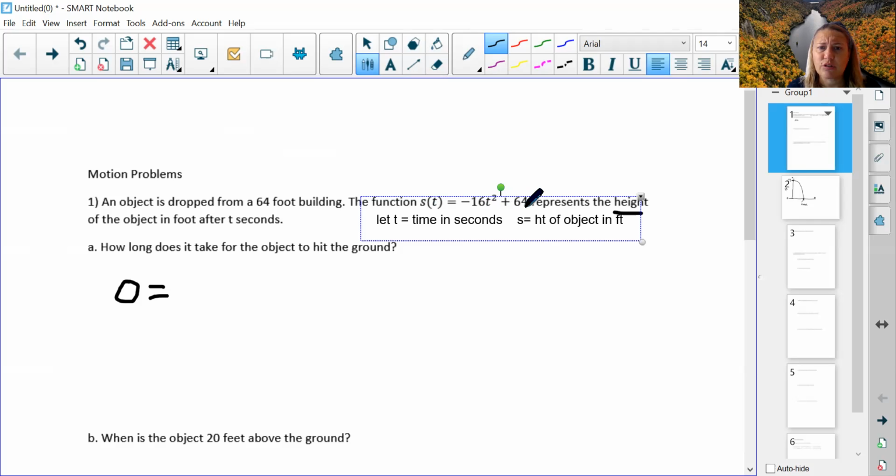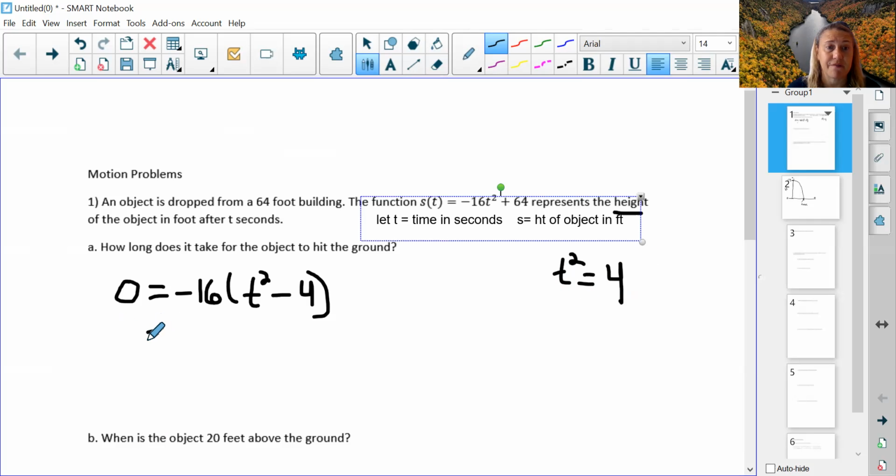In order to solve this, I am going to factor out of each term -16. If I factor that out, I'm left with negative, t squared minus 4. Some of you wouldn't do this. I bet a lot of you would subtract 64 from both sides and then divide both sides by -16, and you'd end up with this. When I take the square root of both sides... but I'm solving by factoring, because that's more proper mathematics.